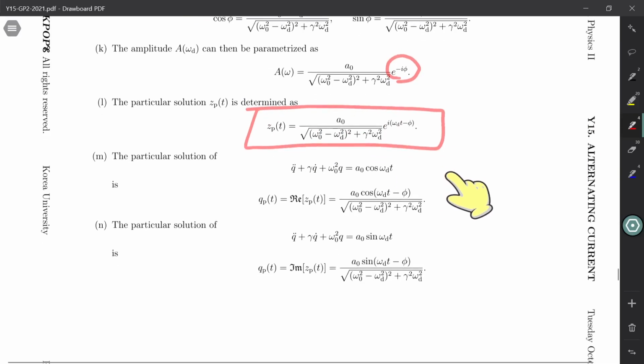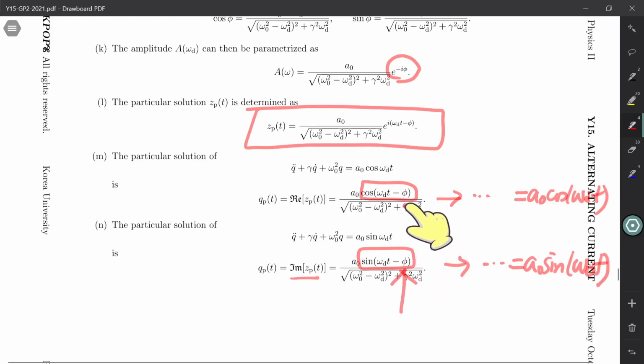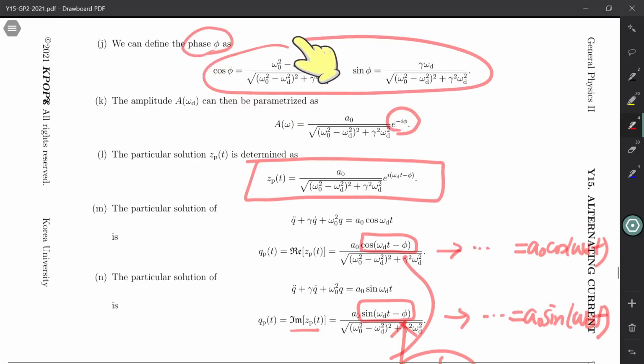And if you are interested in the real part, it gives a cosine. The imaginary part gives a sine. This is for E equals A0 cosine omega_d t, and the other equation corresponds to A0 sine omega_d t. We find that there is a phase shift by minus phi that is determined by this relation.